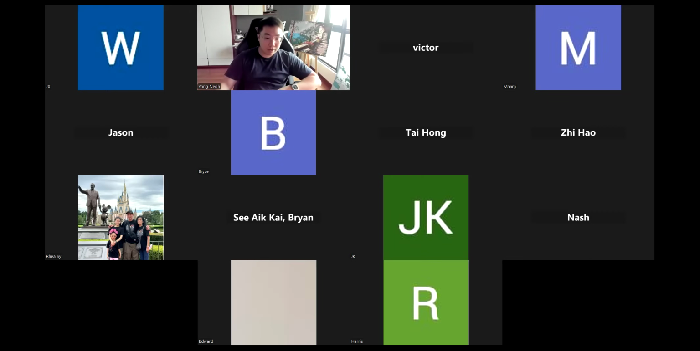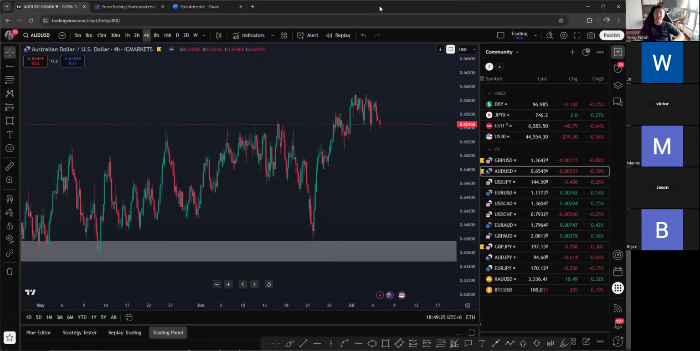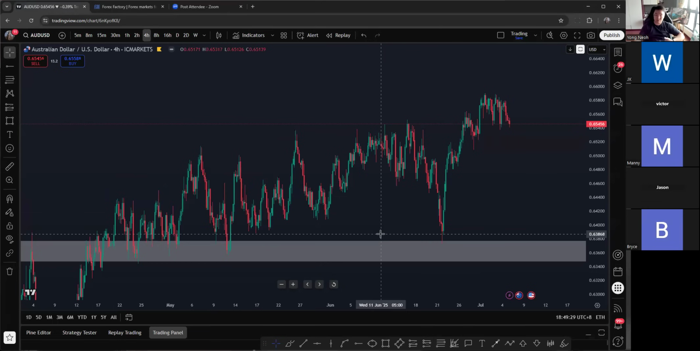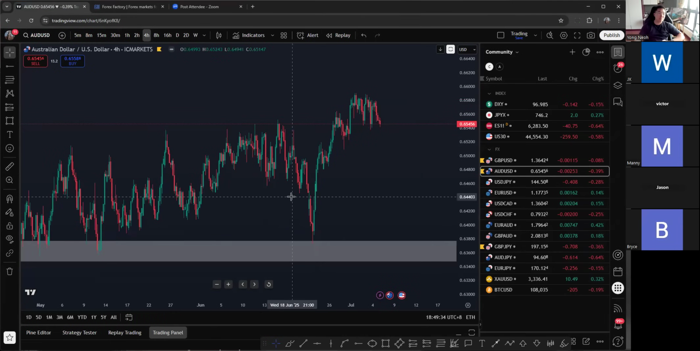So if you look at Aussie dollar, why do I choose to not touch Aussie dollar? Unless it's a buy, it's mainly because the overall market condition is consolidating. So if you can do a quick comparison between Aussie dollar and pound dollar.